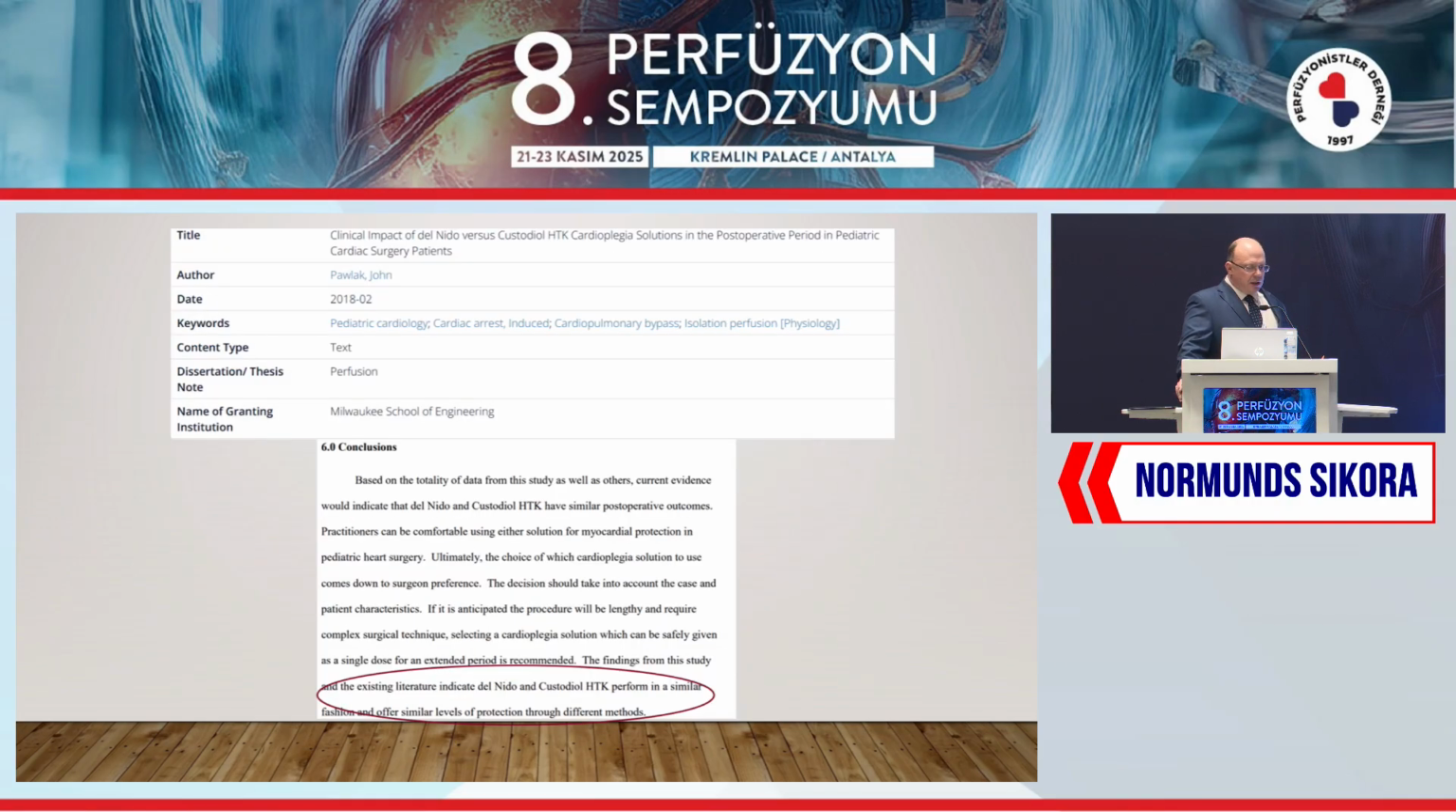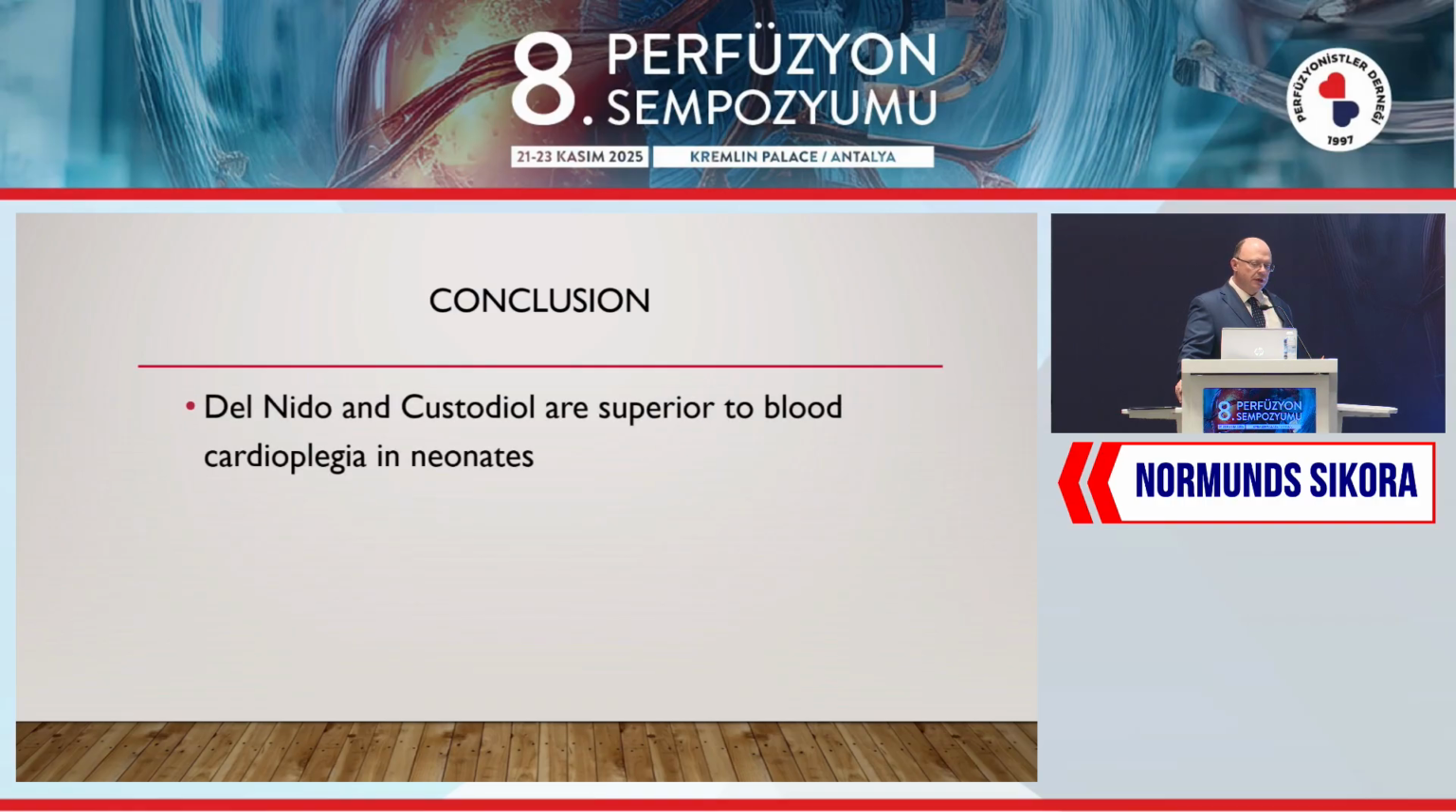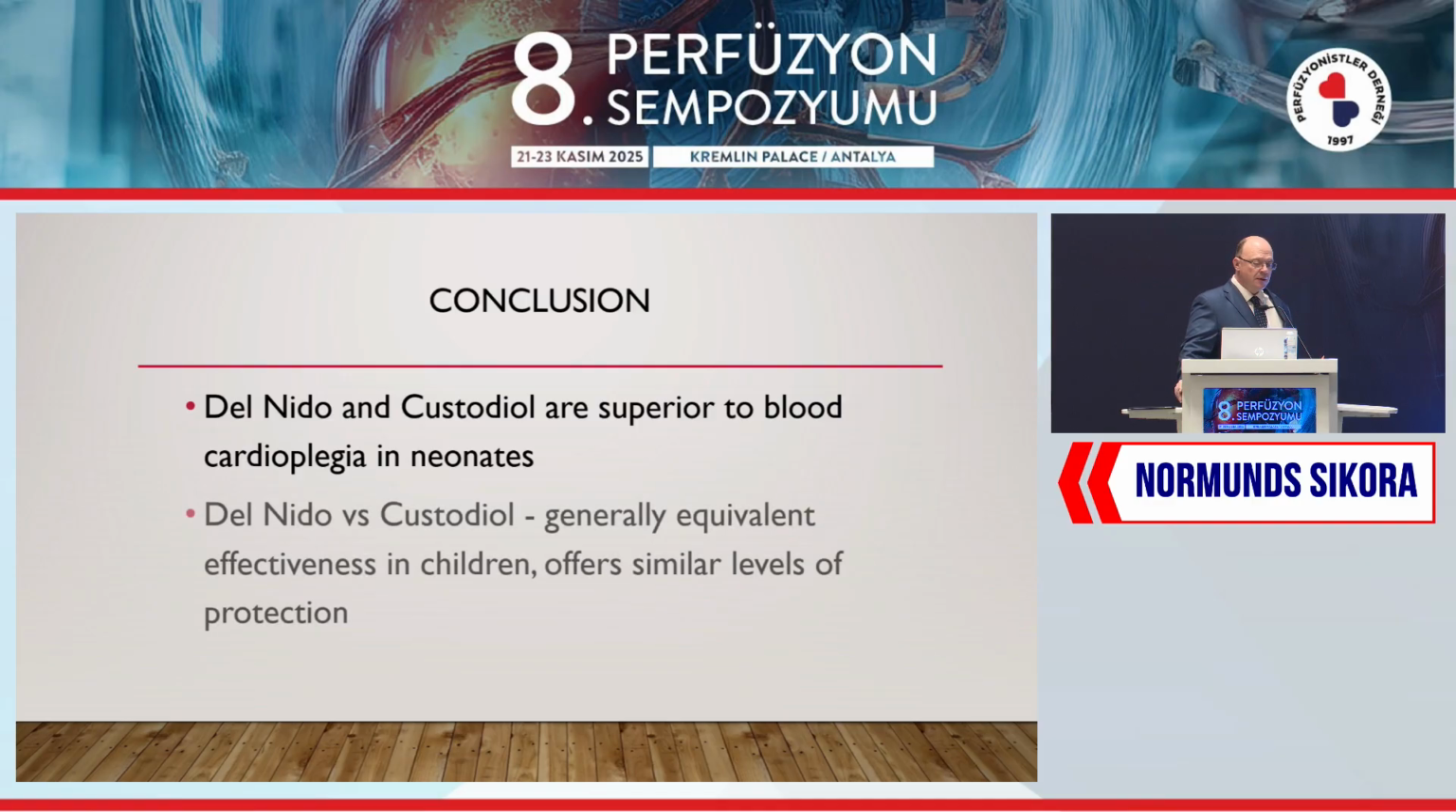And last, there is another research comparing actually del Nido and custodial in between, and they concluded that there is not much difference. They work very well in all cases. So to conclude, if we talk about del Nido and custodial and blood cardioplegia, actually nowadays it is known that del Nido and custodial are superior to blood cardioplegia, especially in neonates.